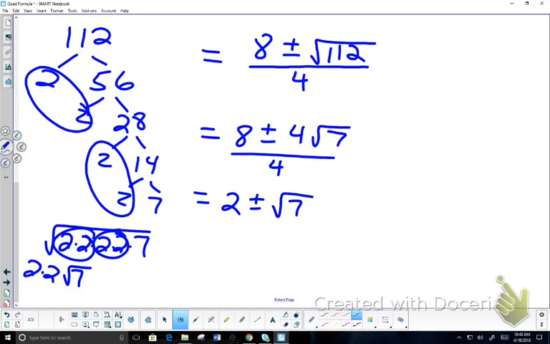How many answers do I have? 2. Are you sure? 2 plus the square root of 7, and 2 minus the square root of 7. 2 answers. Your plus or minus can separate out into 2 answers.